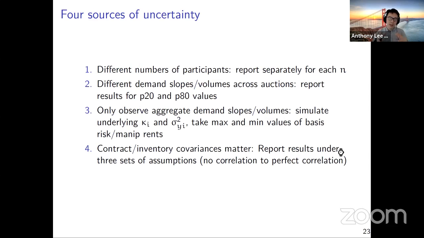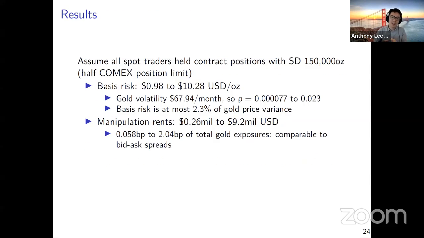I don't observe that much data, so there are a lot of things that I have to fill in. The paper documents a process where I basically try and adopt different assumptions for every piece of uncertainty and calculate upper and lower bounds for what my two metrics, manipulation rents and basis risk, would be across all sources of uncertainty. But basically my results are that I get wide bounds, but informative bounds on both metrics.